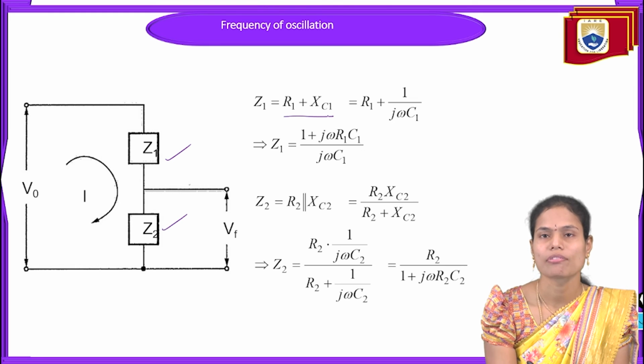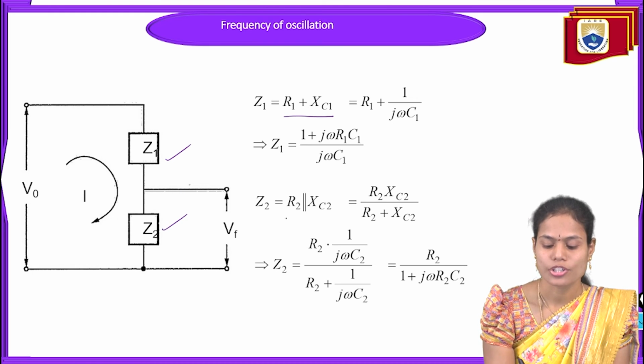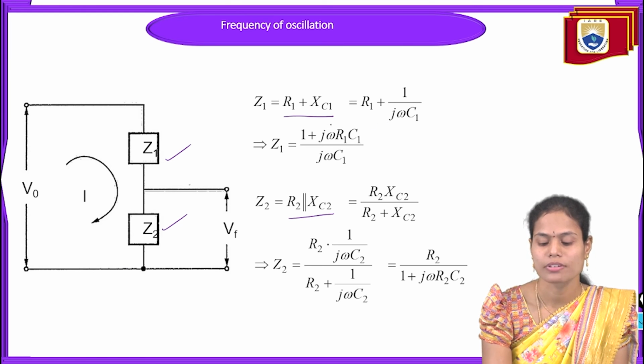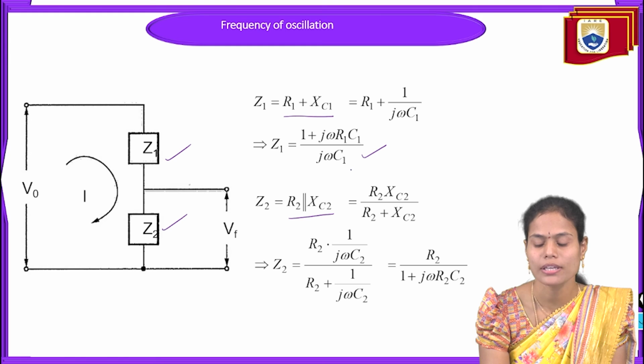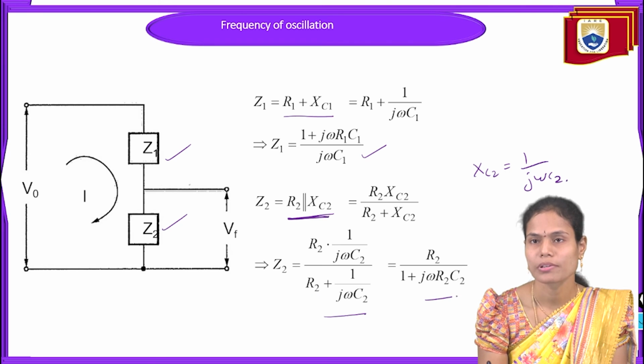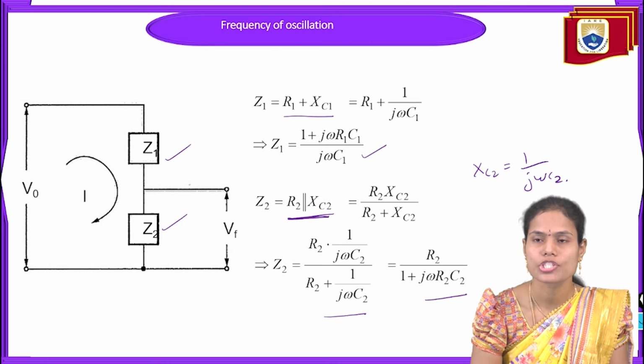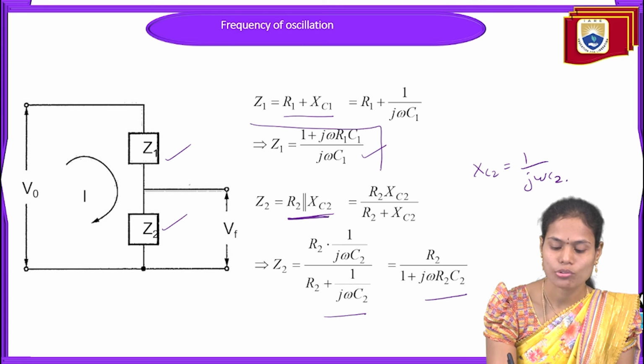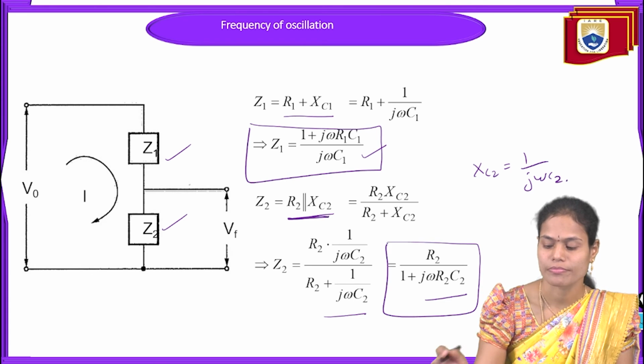So Z1 value is series of R1 and C1, and Z2 is the parallel of R2 and C2. So if we substitute the values of R1, Xc1 is 1 by j omega C1. So the value of this one is 1 plus j omega R1 C1 by j omega C1. And the parallel combination of these two is R2 into Xc2 by R2 plus Xc2. So substituting the values of Xc2 as well as R2, Xc2 is equal to 1 by j omega C2. After simplification, we will get it as R2 by 1 plus j omega R2 C2. So Z1 value is this much and Z2 value is this much.